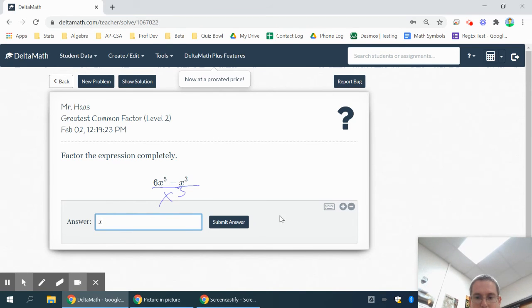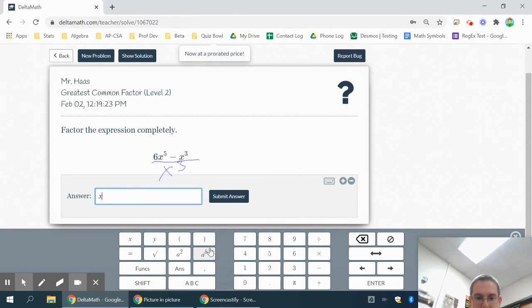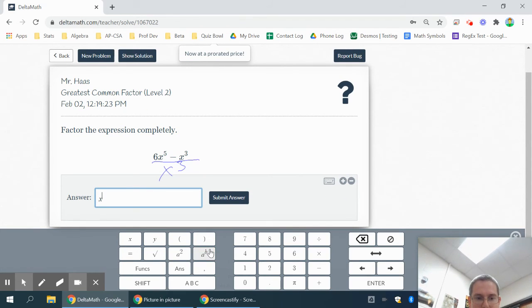So x, if I'm using my keypad, I use my A to the B button. If I do that, it gives me up in the exponent that. Shift 6 would do the same thing. Once you're done with the exponent, notice you can either tap over or use your arrow key to get out of the exponent. And now I can make my parenthesis. And then in the parentheses is going to be what I get after I divide by x to the third. So that will give me a 6.